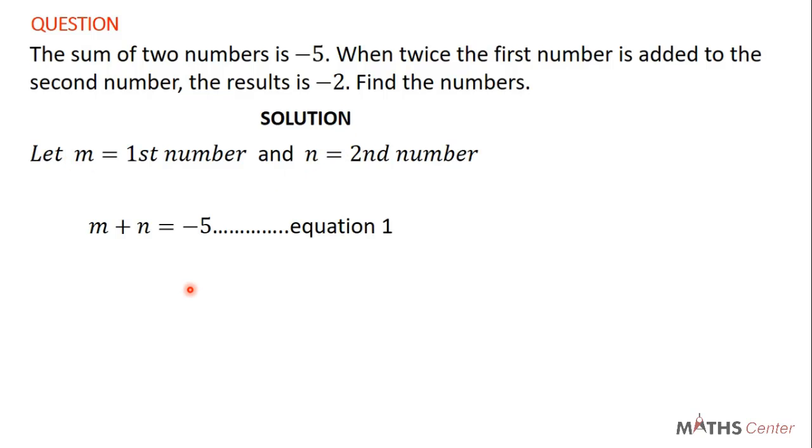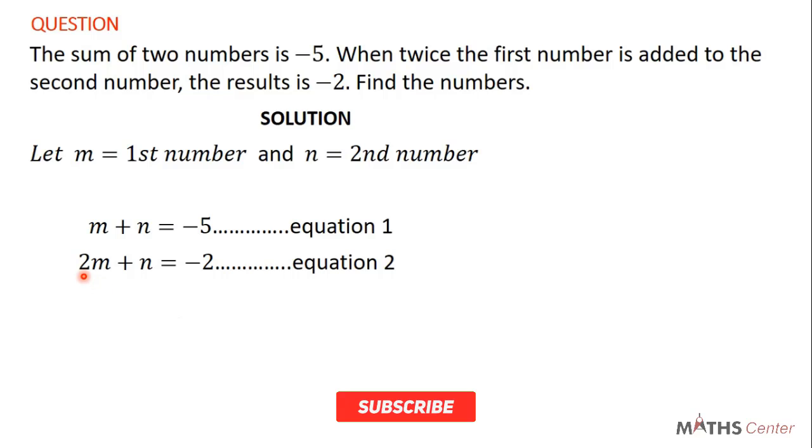That means that we are going to get 2m plus n. The result is -2. So from here we can say that 2 times the first number, which is 2m, added to the second number, so plus n, the result is equal to -2. So as soon as you let variables represent the unknowns, you can now use the unknowns to form the equations in order to solve the question.